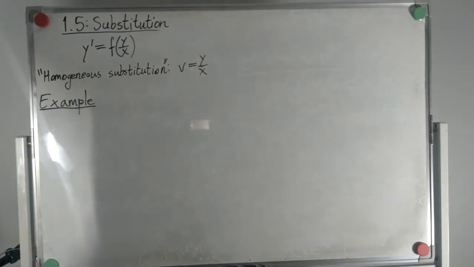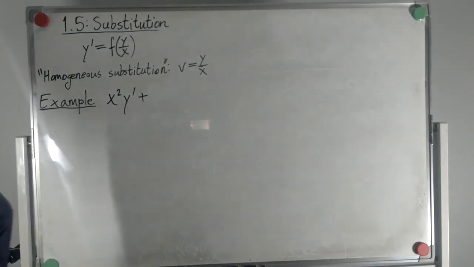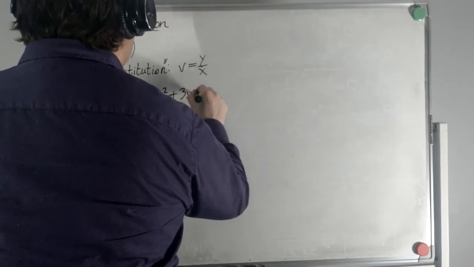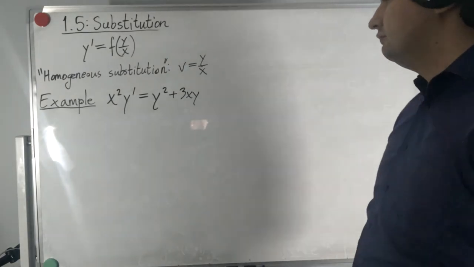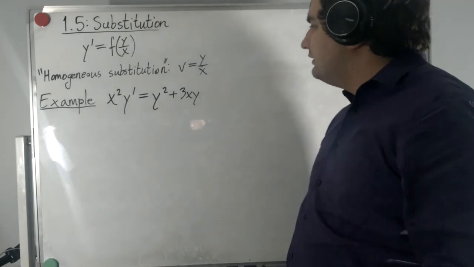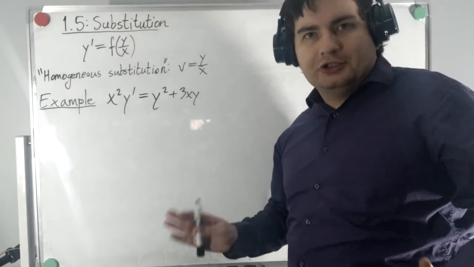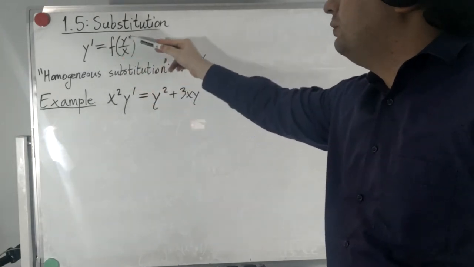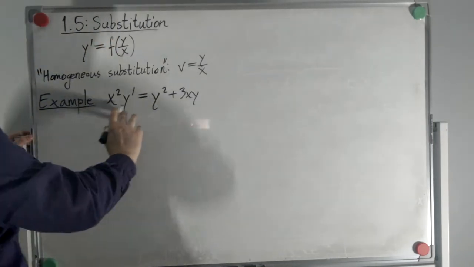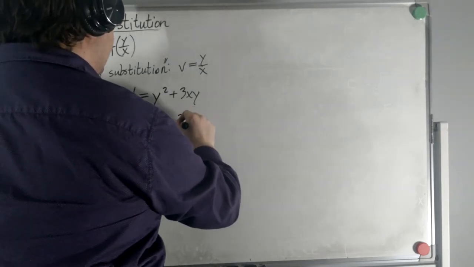So let's do an example of an ODE that can be solved by a homogeneous substitution. Let's take a look at x squared y prime equals y squared plus 3xy. Oh, this one actually is both homogeneous and Bernoulli, now that I look at it. But we'll solve it with just the homogeneous substitution, because that's often easier. So the idea is we want to rewrite this so that y prime is a function of y over x. Divide both sides by x squared, and you get y prime equals y squared over x squared plus 3y over x.